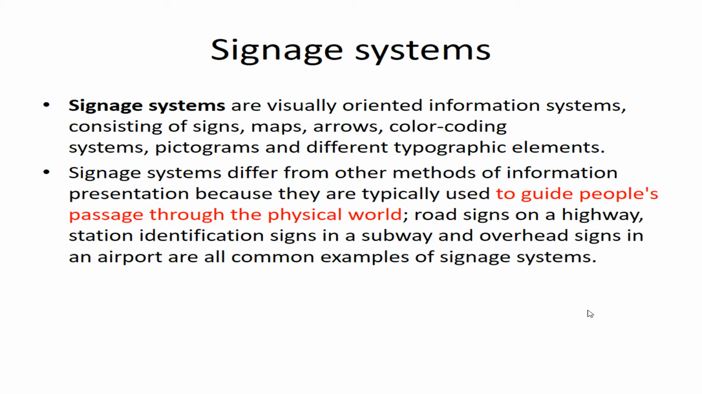Signage systems are visually oriented information systems consisting of signs, maps, arrows, color coding systems, pictograms, and different typographic elements. Signage elements differ from other methods of information presentation because they are typically used to guide people's passage through the physical world. Road signs on a highway, station identification signs in a subway, and overhead signs in an airport are all common examples of signage systems.